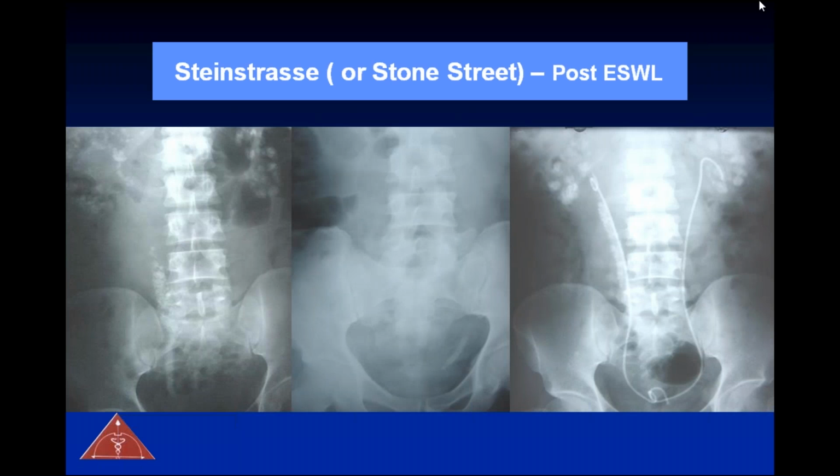See here, these things are called... in the third X-ray, you can see wire-like things. Can you see or not? So these are the stents in the ureter. From the bladder, they are going into the pelvic calyceal system.